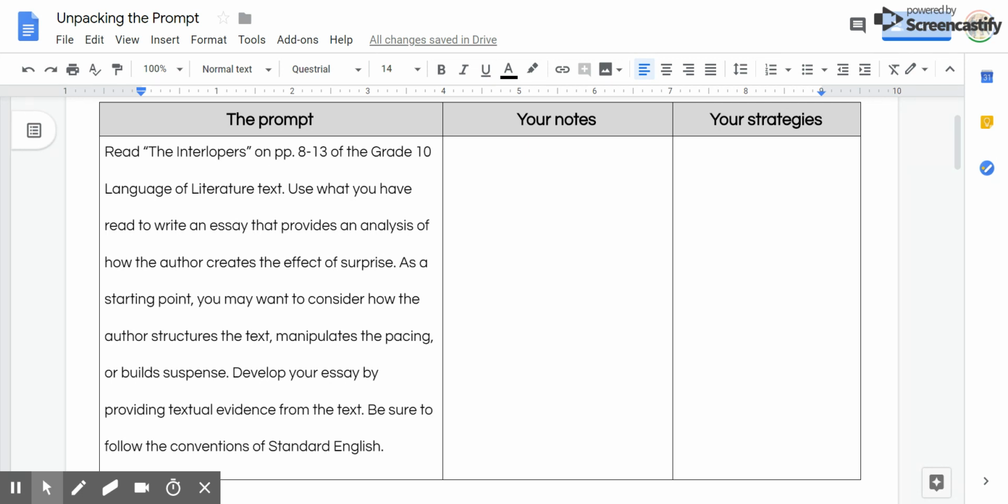Your strategies means that you are going to tell me what you were doing when you were breaking down the prompt. So for example, when I was breaking down my prompt, I identified important verbs by boxing them. I ignored words and phrases that were not going to be important for me. For some people, that might mean crossing out words on your prompt. I starred things to come back later to. I might not need some information in the prompt right away.